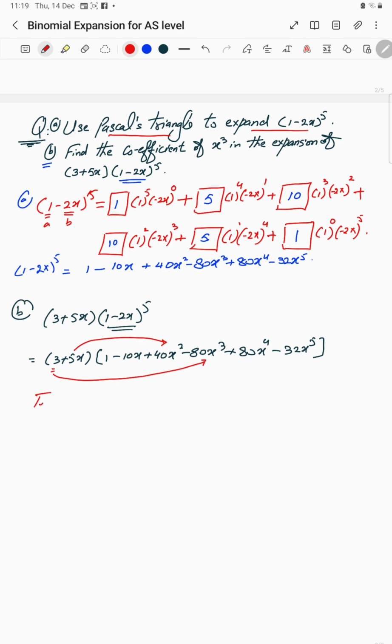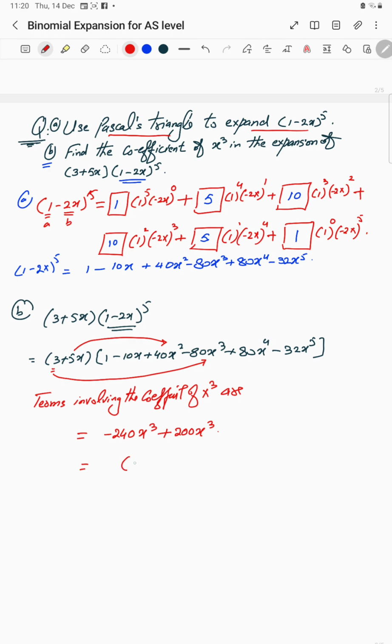So we will write the terms involving the coefficient of x3. They will be 3 times 80, that is minus 240 x3, and plus 200 x3.